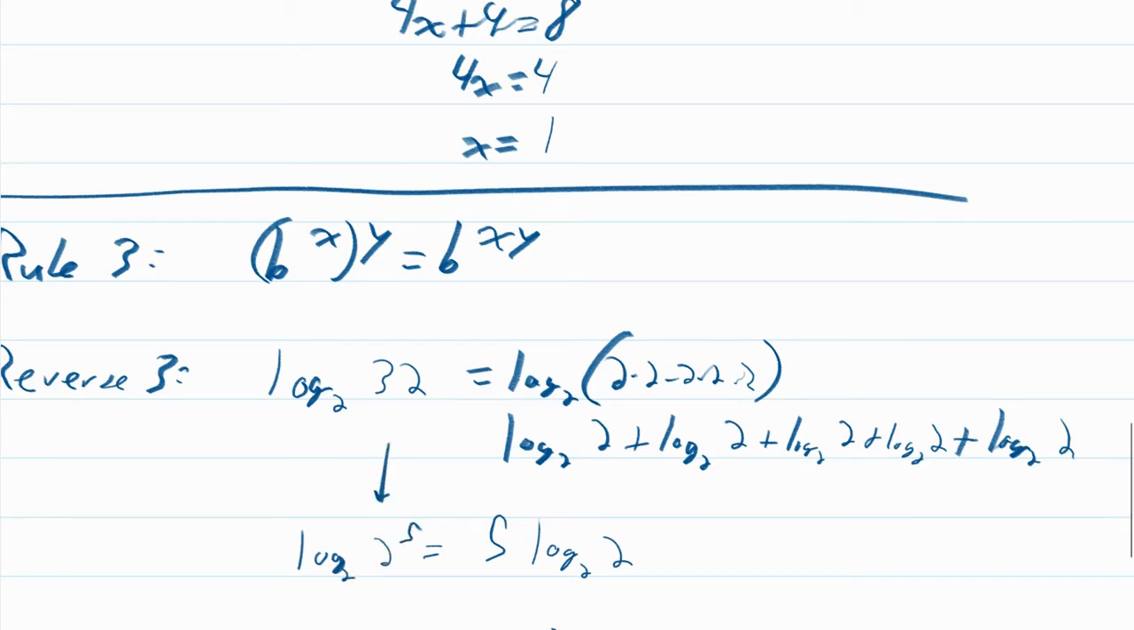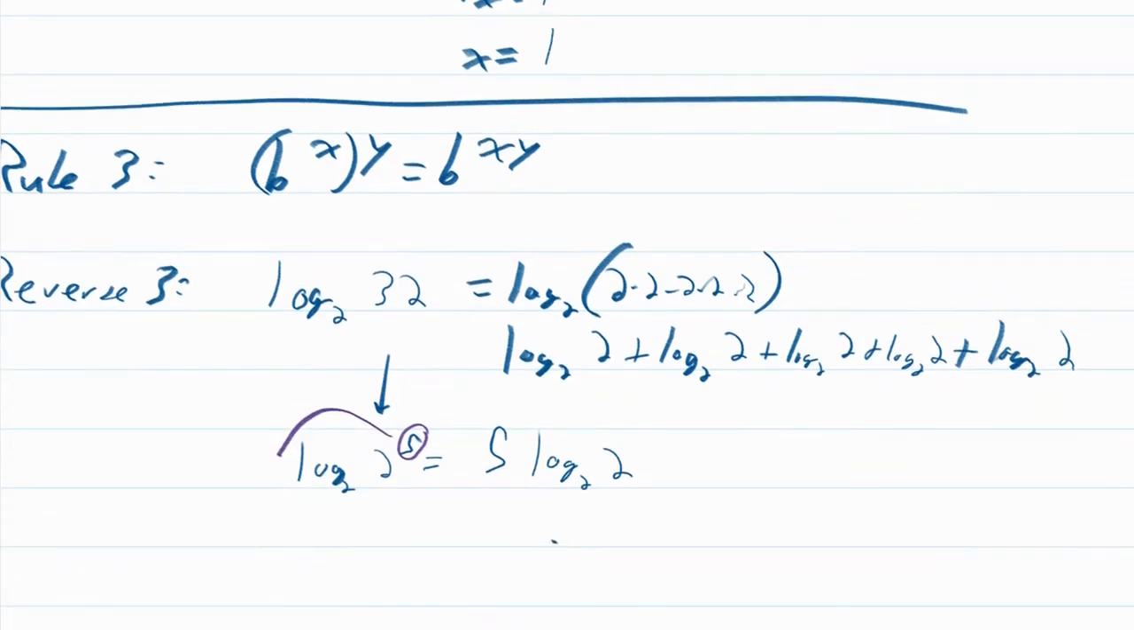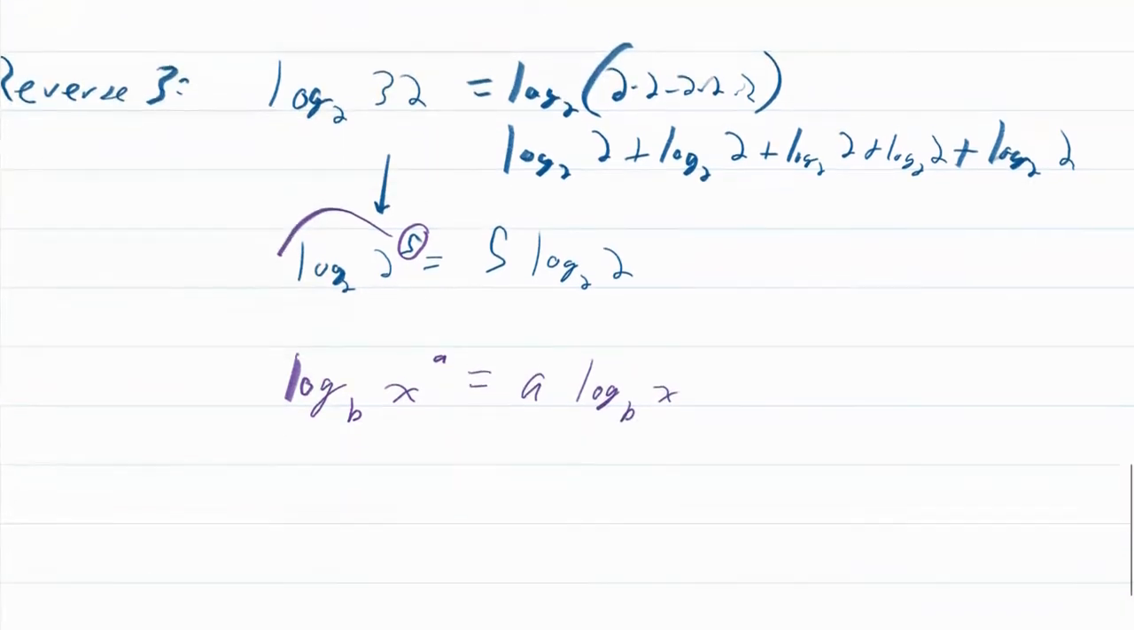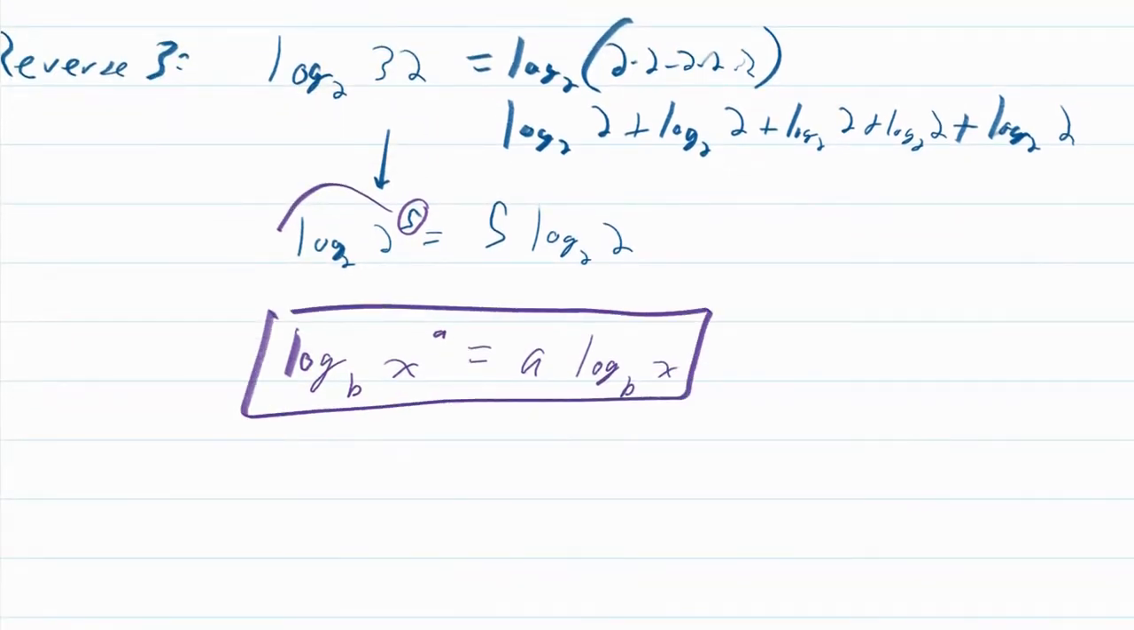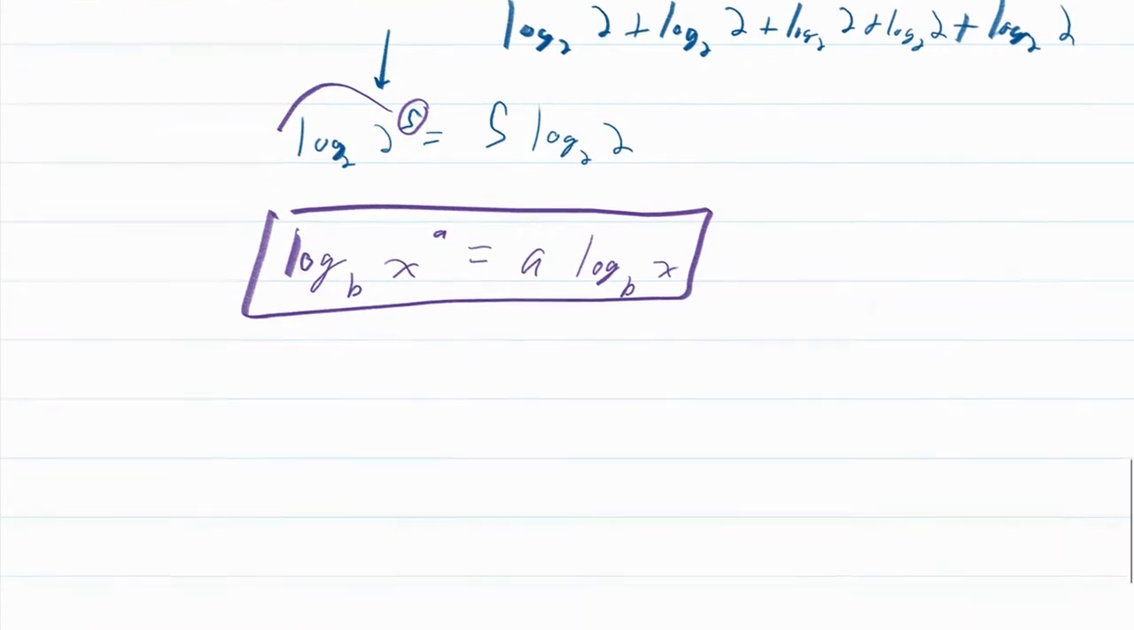So this power of 5 actually can become a multiplier of the entire logarithmic expression, which is saying that the log base b of x to the a power is equal to a times the log base b of x. This is the rule, and this is the one that is just going to get weird. And this is why people tend to struggle a little bit with logs. You have to really think in terms of exponents.